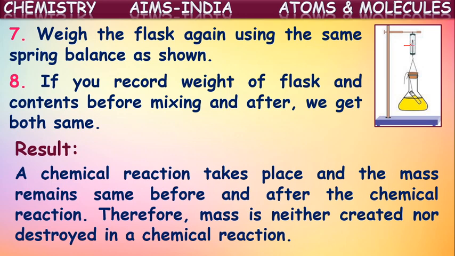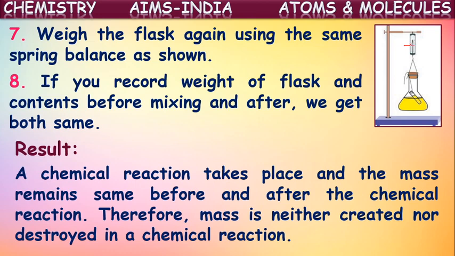So, in a chemical reaction, mass is neither created nor destroyed. That means whatever the mass of the chemical substances we have taken before the reaction, the same mass will remain after the chemical reaction also. But what happens in the chemical reaction? Some substances react with each other and they might be converted into a new form. That means matter is being converted from one form to another form.